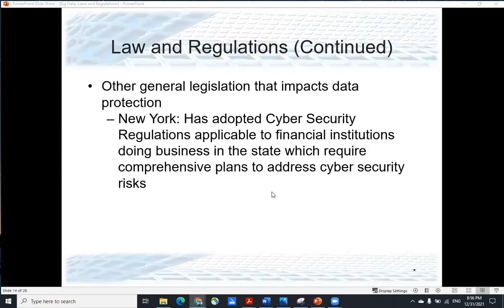New York also adopted something called the cybersecurity regulations, which is applicable to financial institutions. As we know, New York State has a lot of financial companies, especially in New York City. Doing business in a state which requires comprehensive plans to address cybersecurity risks. In 2019, New York expanded its data breach notification law to include express requirements that entities develop, implement, and maintain reasonable safeguards to protect the security, confidentiality, and integrity of private information. This is according to the website iclj.com.